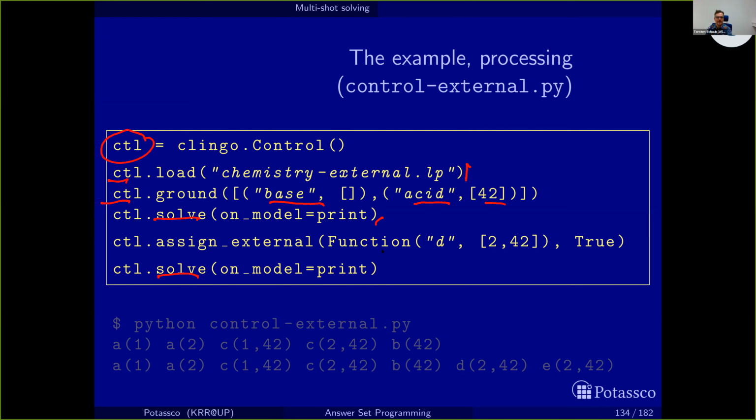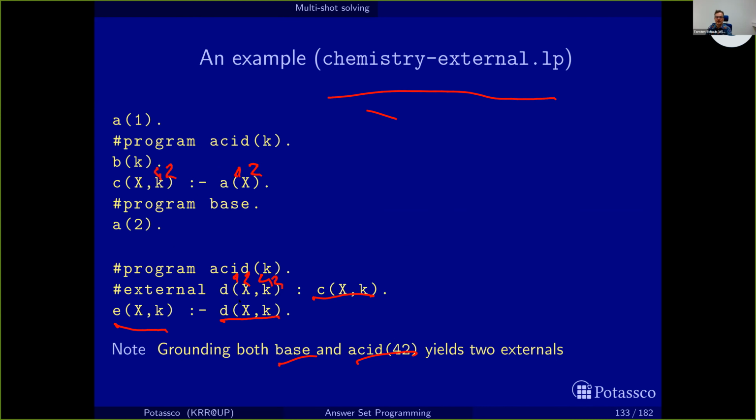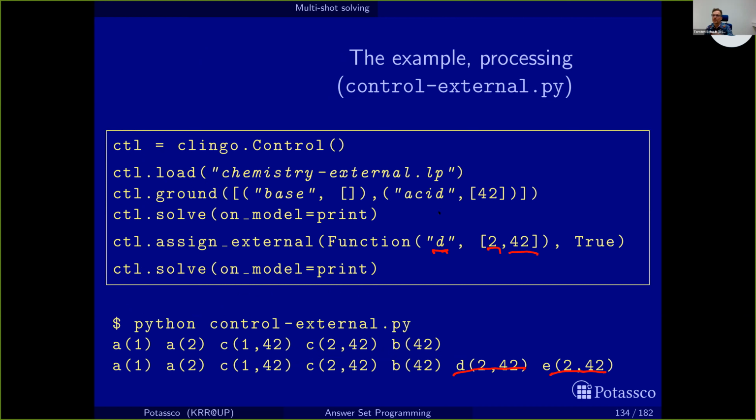So keep in mind, what happens here is we have two externals. This guy becomes true, so we also get this guy. So you see, in this way, from externally, this is more or less your API call. From the external, you say, now this atom becomes true. Then you solve again, and the program hasn't changed, and you can also derive more information.